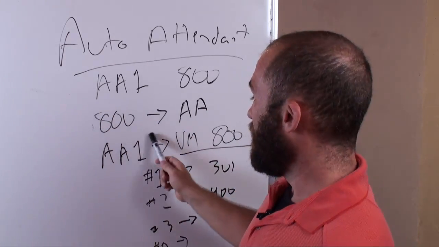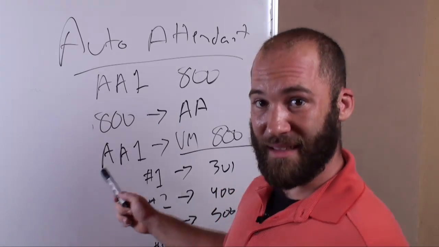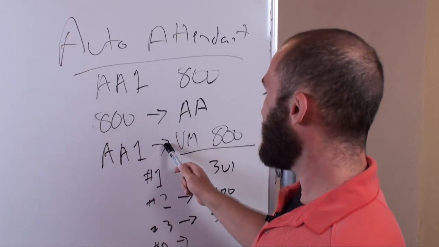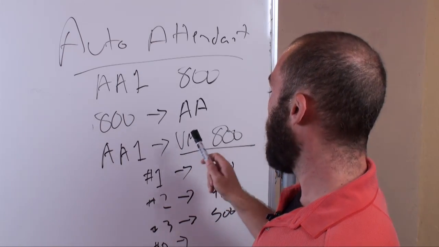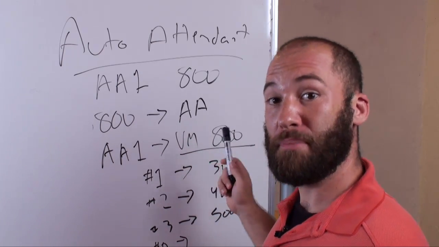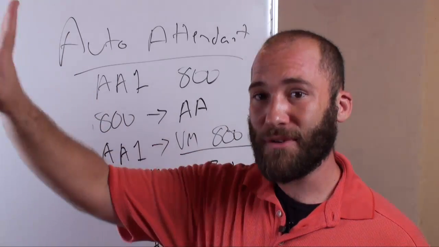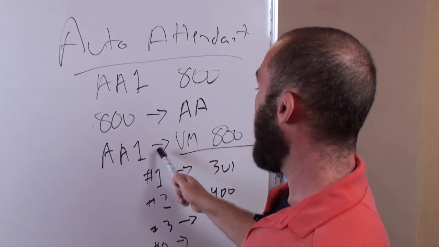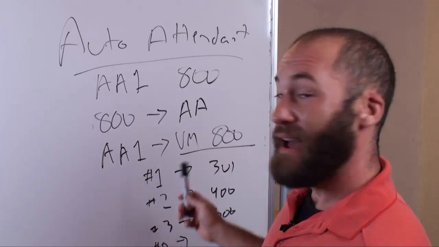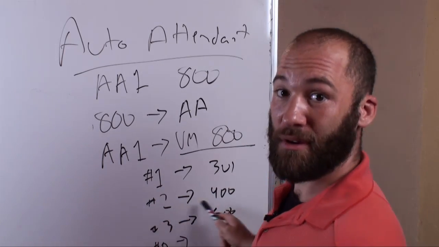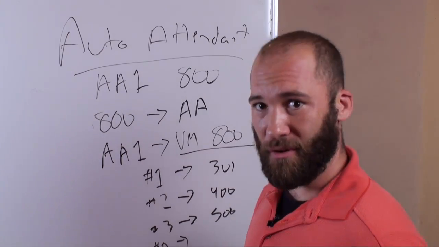Then we say auto attendant 1, this auto attendant. When this auto attendant is accessed, we want the message at voicemail box 800 to be played. Remember, that message is not inside the PBX, it's inside the voicemail system. So you say, I want this message to be played. Past that, if somebody presses 1, they go to this extension. Presses 2, goes to this extension. Press 3, goes to this extension. Press 4, goes to this extension.